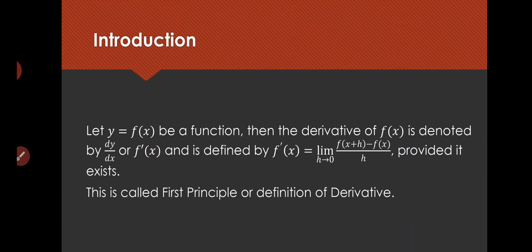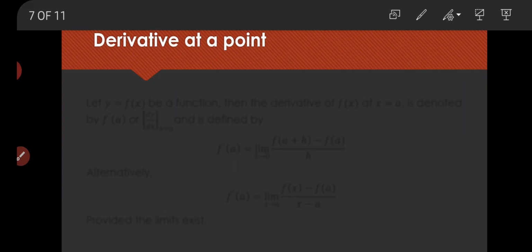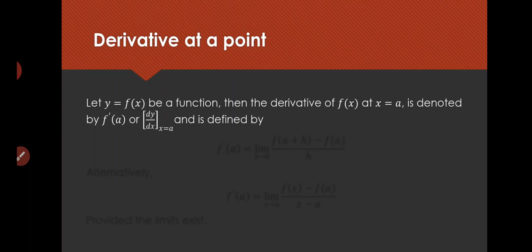Now also there is something called derivative at a point. Previously it was just derivative in general. Now let us discuss what we know as derivative at a point. So the idea is almost the same. If I have a function and I'm trying to find the derivative of the function at a particular point x equals a, it is denoted by f dash a, instead of f dash x, or also dy by dx within brackets with subscript x equals a.